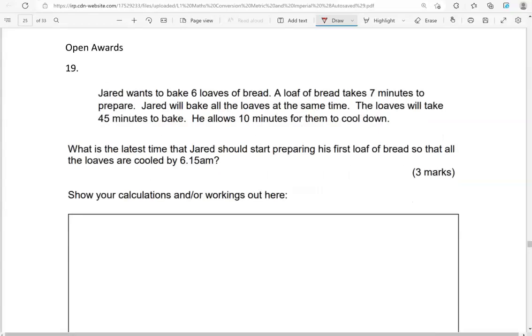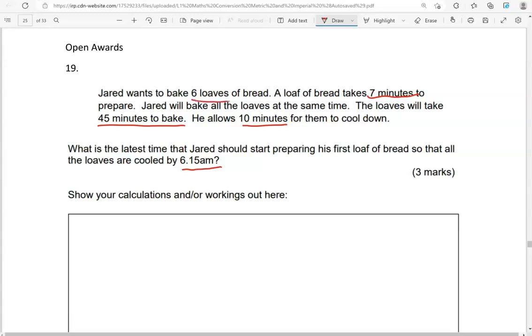Jared wants to bake 6 loaves of bread. A loaf of bread takes 7 minutes to prepare. Jared will bake all the loaves at the same time. The loaves will take 45 minutes to bake. He allows 10 minutes for them to cool down. What is the latest time that Jared should start preparing his first loaf of bread so that all the loaves are cooled by 6:15 a.m.? Show your calculations and the workings out here.